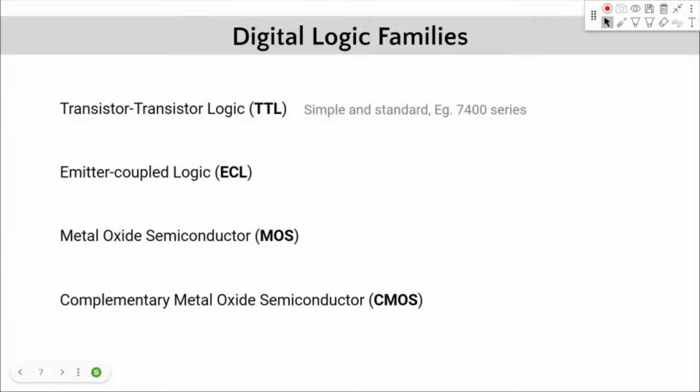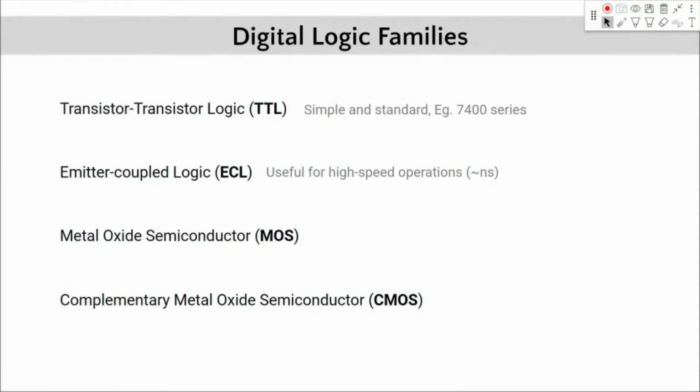Now, if you wanted a simple and standard kind of operation where you're just doing experiments, there TTL logic will be good. It is very simple, it is very standard. An example of the TTL logic family is the 7400 series that we have been using for our lab experiments. However, if you wanted a very high speed operation, you would not go for TTL. You would then go for emitter coupled logic, ECL.